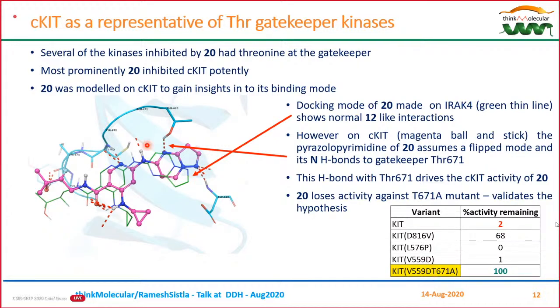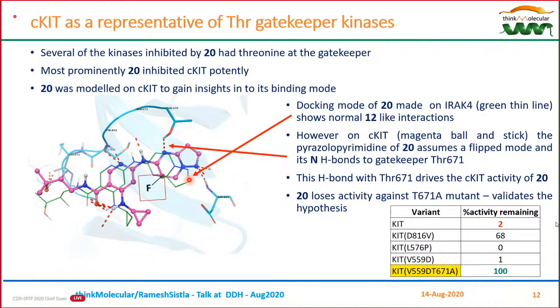So when you looked at this particular mutant, the compound fully lost its activity. Compound 20 completely lost its activity against the threonine c-KIT mutant. That very strongly established that this is exactly what is happening in this particular case.